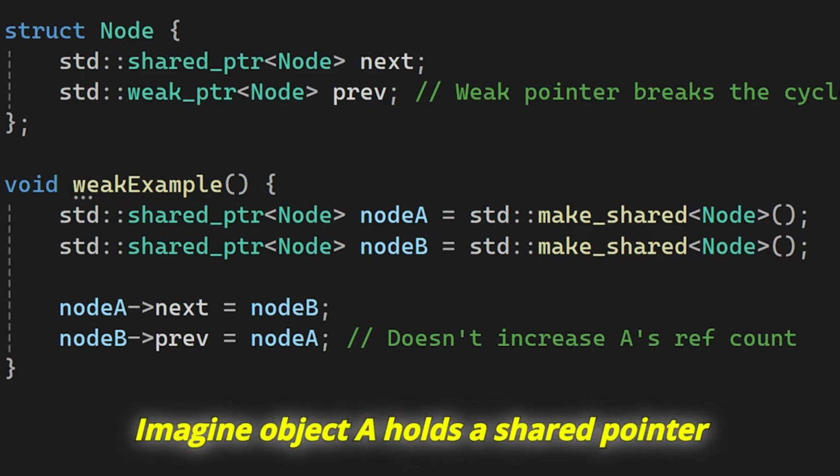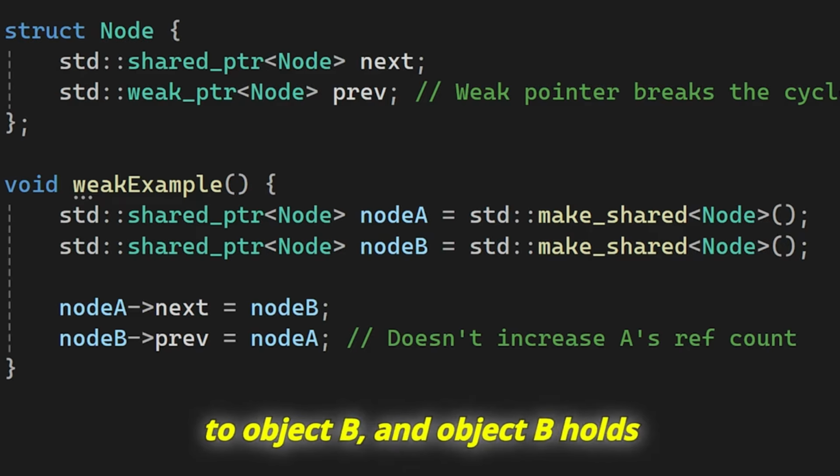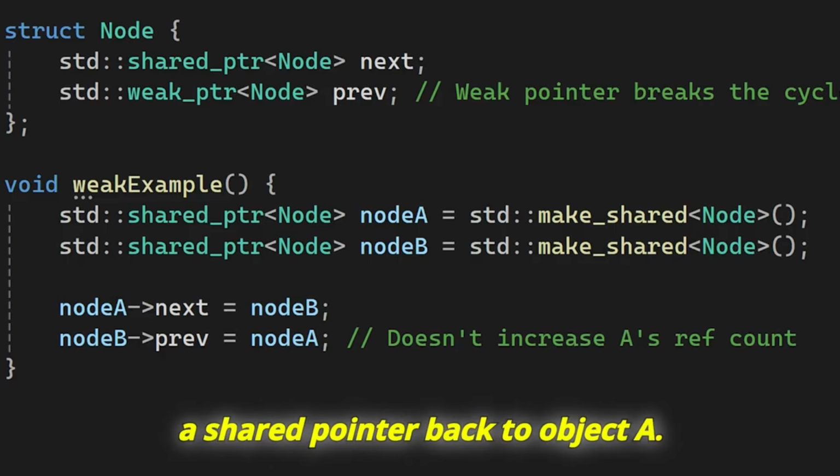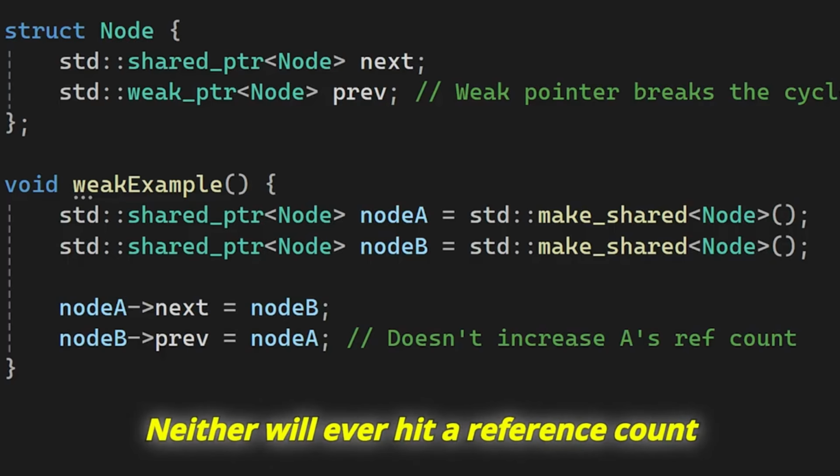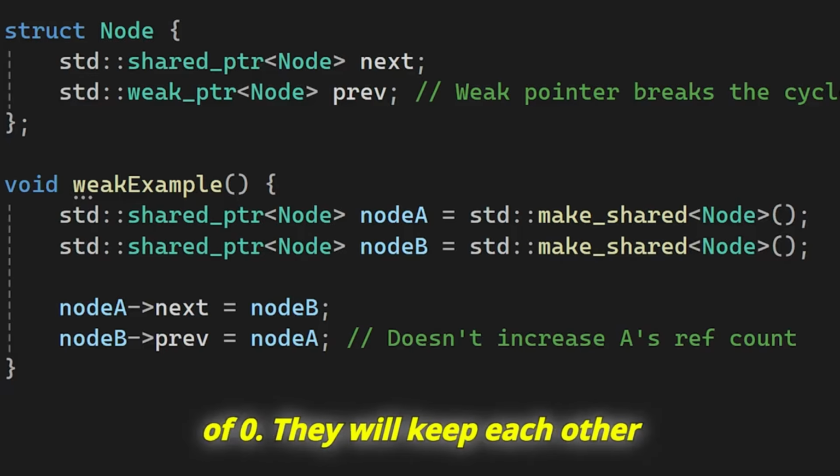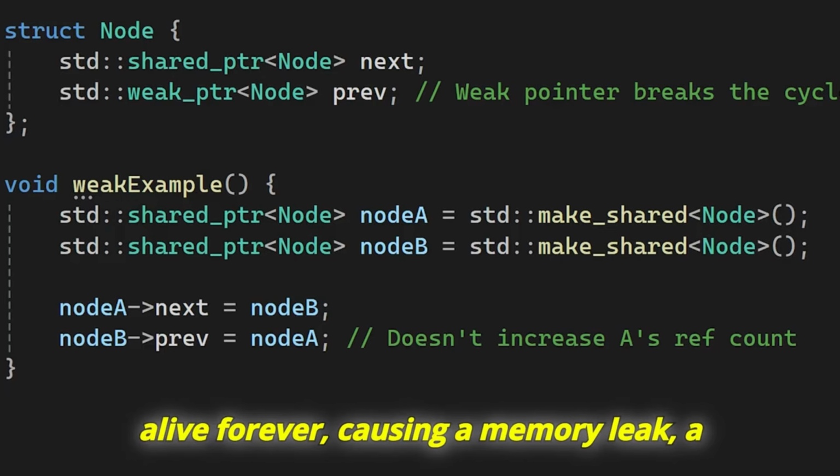Imagine object A holds a shared pointer to object B, and object B holds a shared pointer back to object A. Neither will ever hit a reference count of 0. They will keep each other alive forever, causing a memory leak.